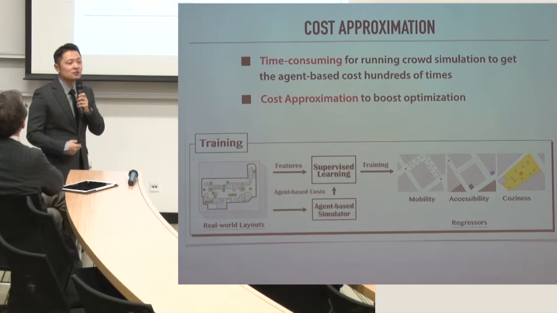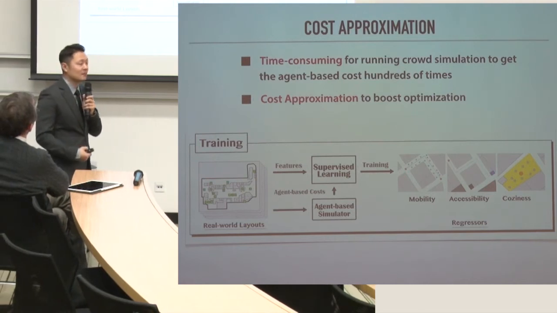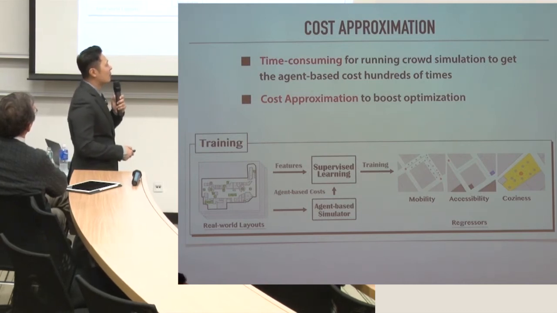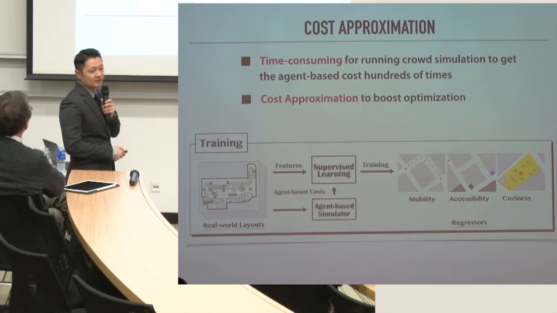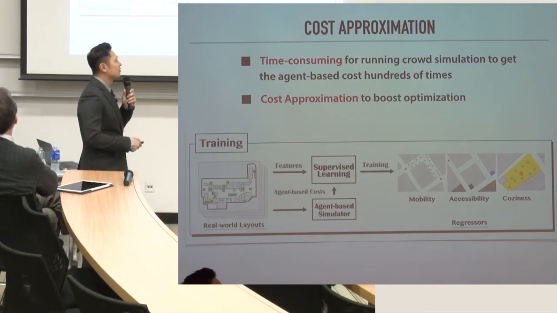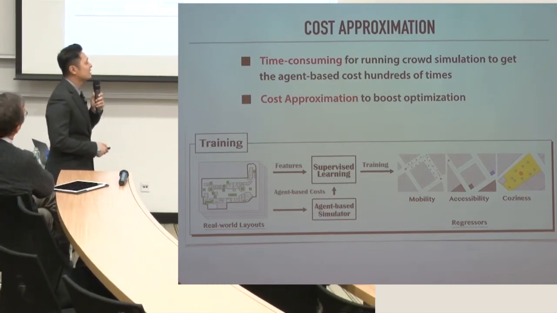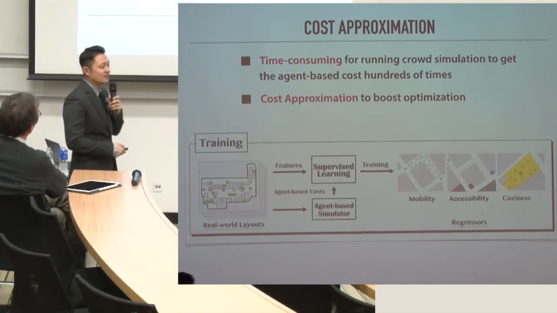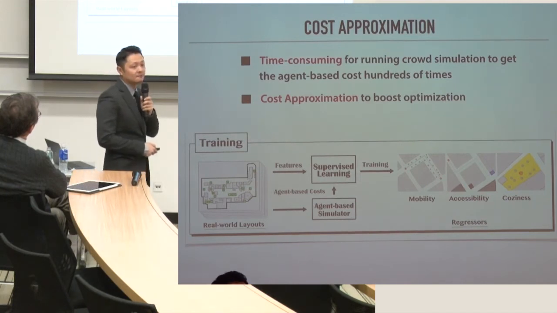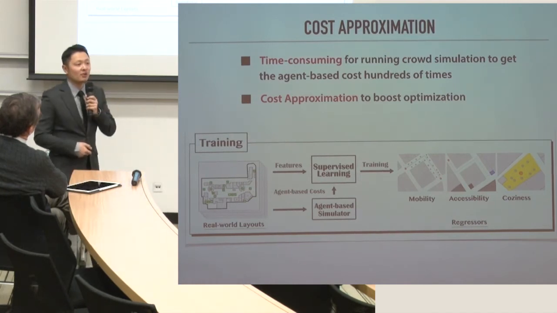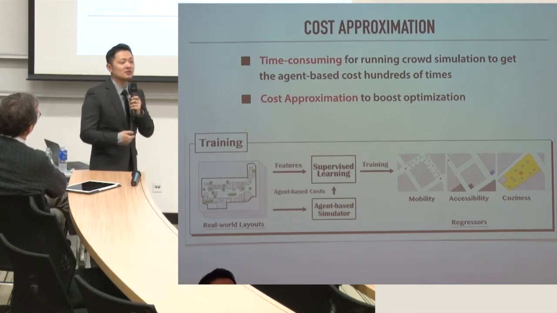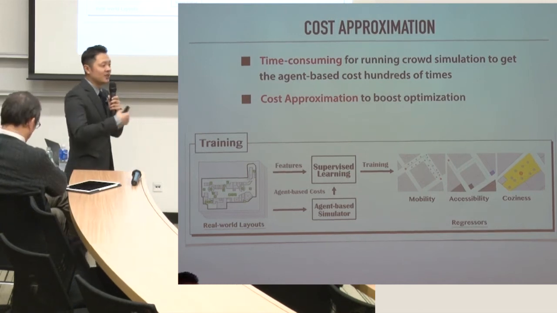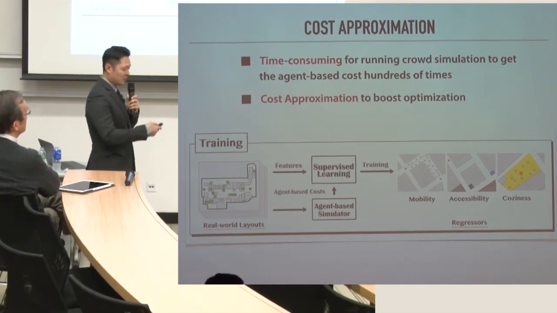So the idea is to approximate the agent-based cost. We introduce an additional training step here, where we represent the layout with different features. Then we run full crowd simulation of these layouts and pass the agent-based cost and the layout features to some regressors. This will be done offline. Then during the optimization process, instead of running the full crowd simulation to get the agent-based cost, we can use the regressors to predict the cost based on the input layout features.